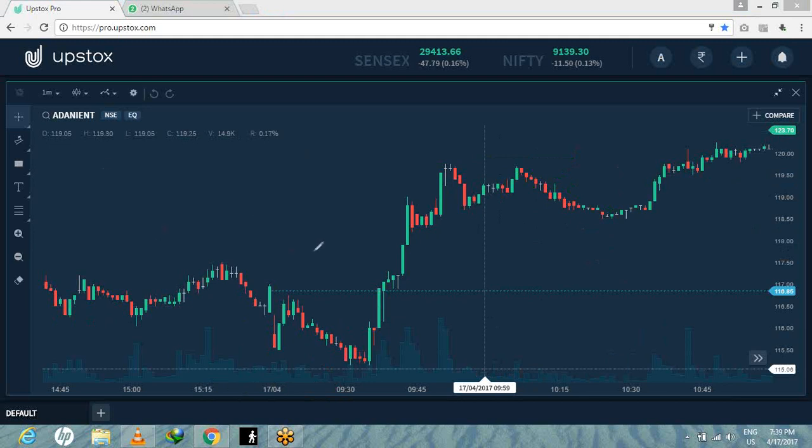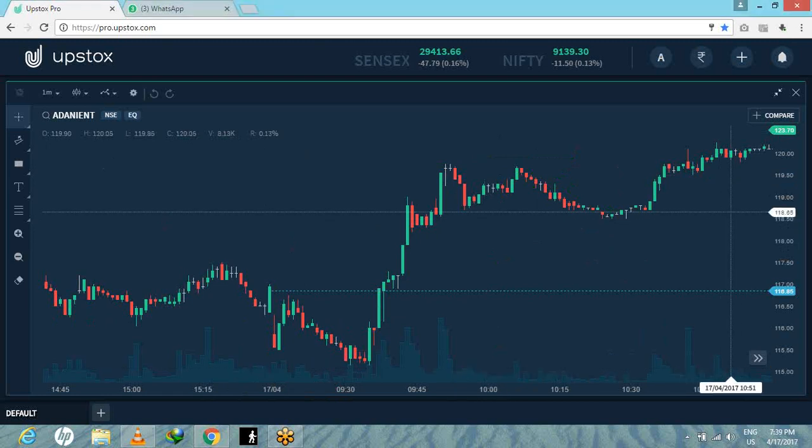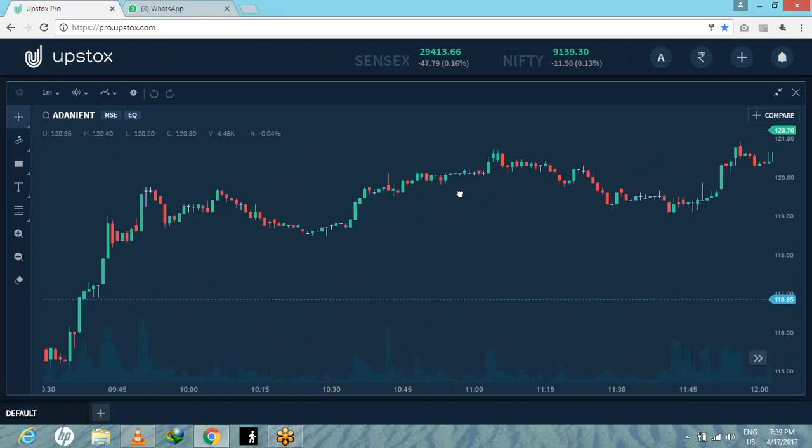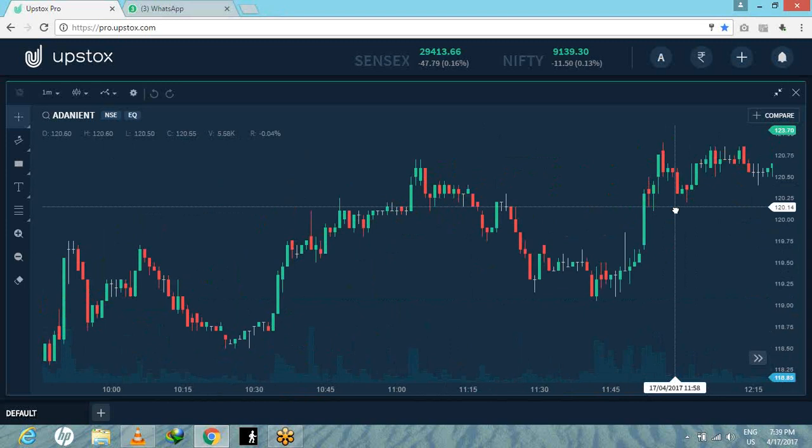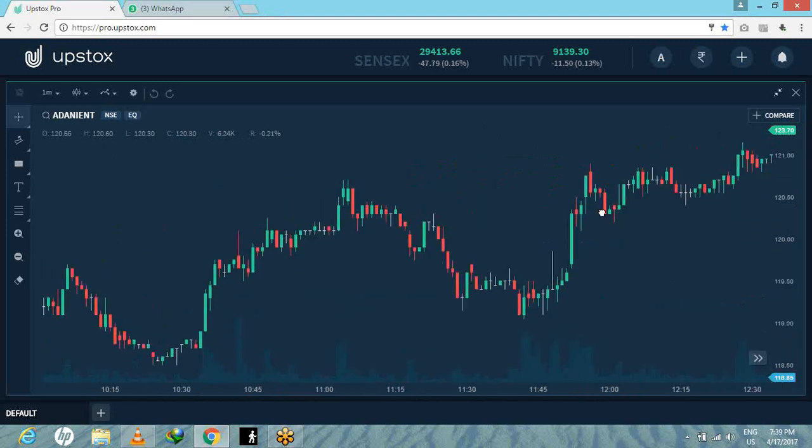Okay, so these were three, and let's go for another pattern which I have told you, like the bearish hammer. I can't see any bearish hammer pattern.